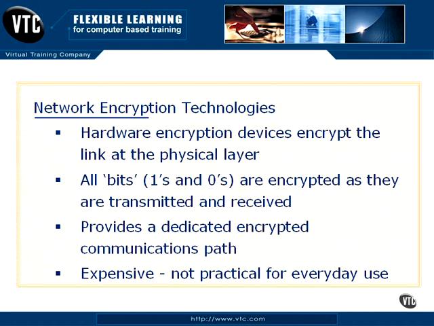First of all, let's discuss hardware encryption devices. Now, hardware encryption devices are basically black boxes that serve no other function other than to encrypt data between two links, between two stations. The entire link between those stations, between those two computers or networks, is encrypted. And this happens at the physical layer. All bits, all ones and zeros that are transmitted back and forth across the wire are encrypted as they are transmitted and received. Now, this kind of encryption doesn't care what kind of traffic you're sending. It doesn't care if it's an email or graphics file or whatever. It sends everything that's sent across the wire in an encrypted form.